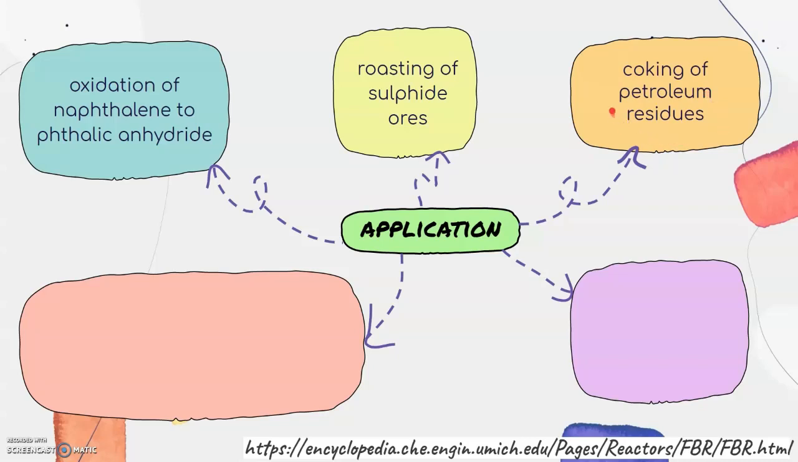And this process will produce a petroleum coke, which is a coal-like material, and it has other uses in the electric power and also industrial sector.